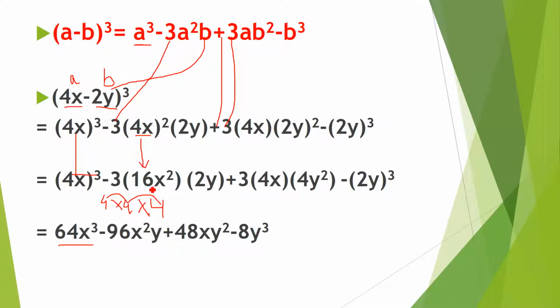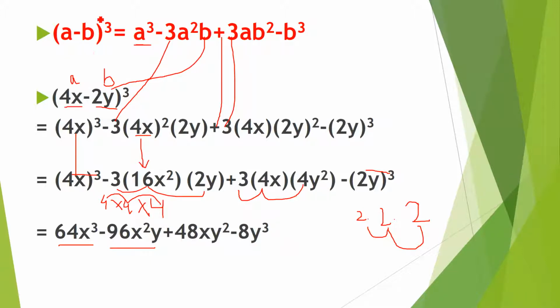And here is 16 times 2 is 32, 32 times 3 is 96, x square y. Same thing here, you have to multiply 4 times 4 is 16, 16 times 3 is 48, and this is x y square, minus 2 three times. It means you have 2 three times, 2 multiply by 2 multiply by 2. So 2 times 2 is 4, 4 times 2 is 8, y cube. This is the answer, right?